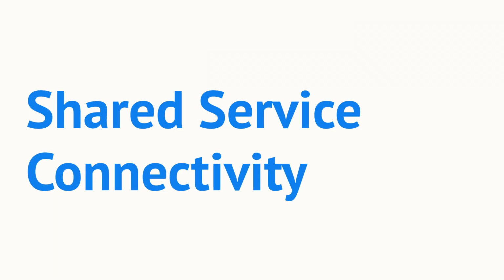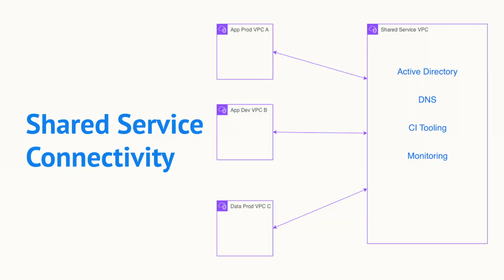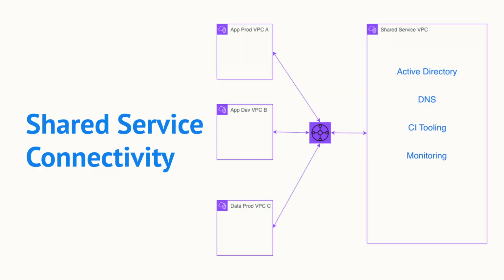Shared services VPCs. This is a common pattern. One VPC hosts shared things like AD, DNS, CI tooling, monitoring, and Transit Gateway lets multiple application VPCs reach it without creating the full mesh of connectivity.